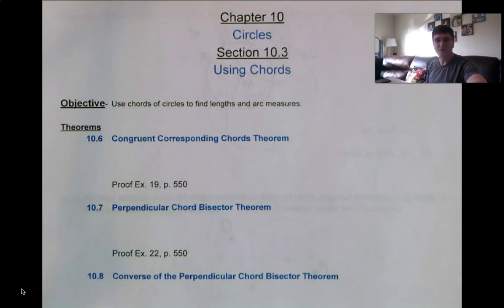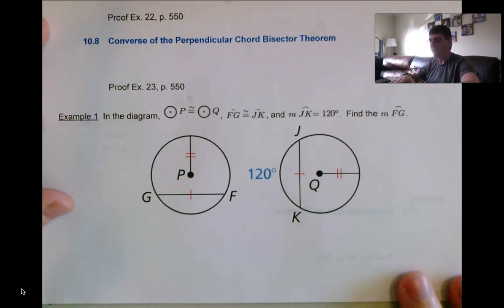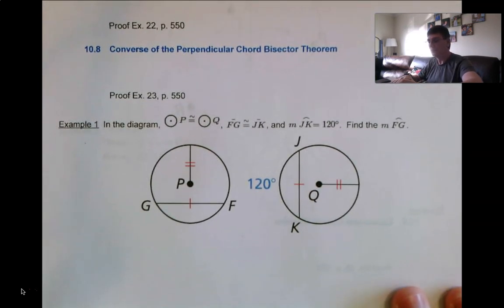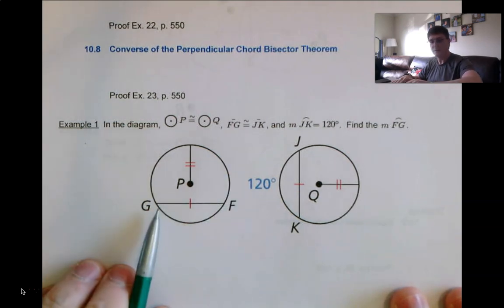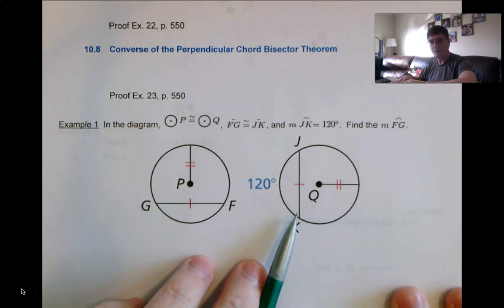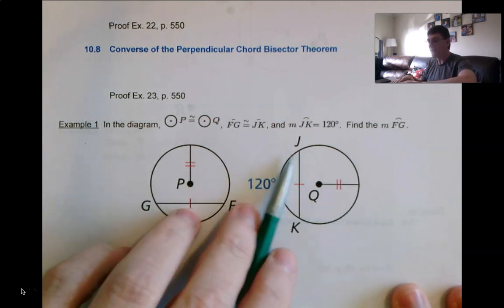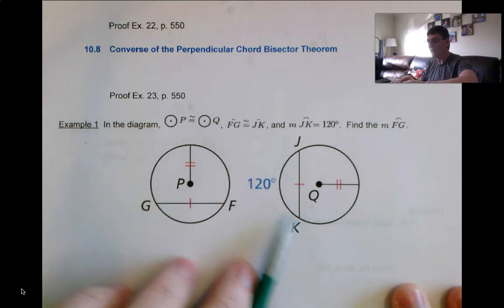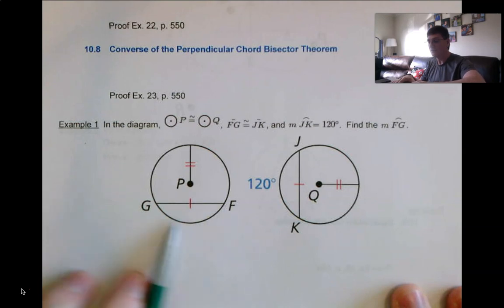Hello everyone, section 10.3, using chords, example 1. In the diagram we are told that circle P is congruent to circle Q, that segment FG is congruent to segment JK, as marked in the diagram. We're told that arc JK is 120 degrees. We want to find the measure of arc FG.